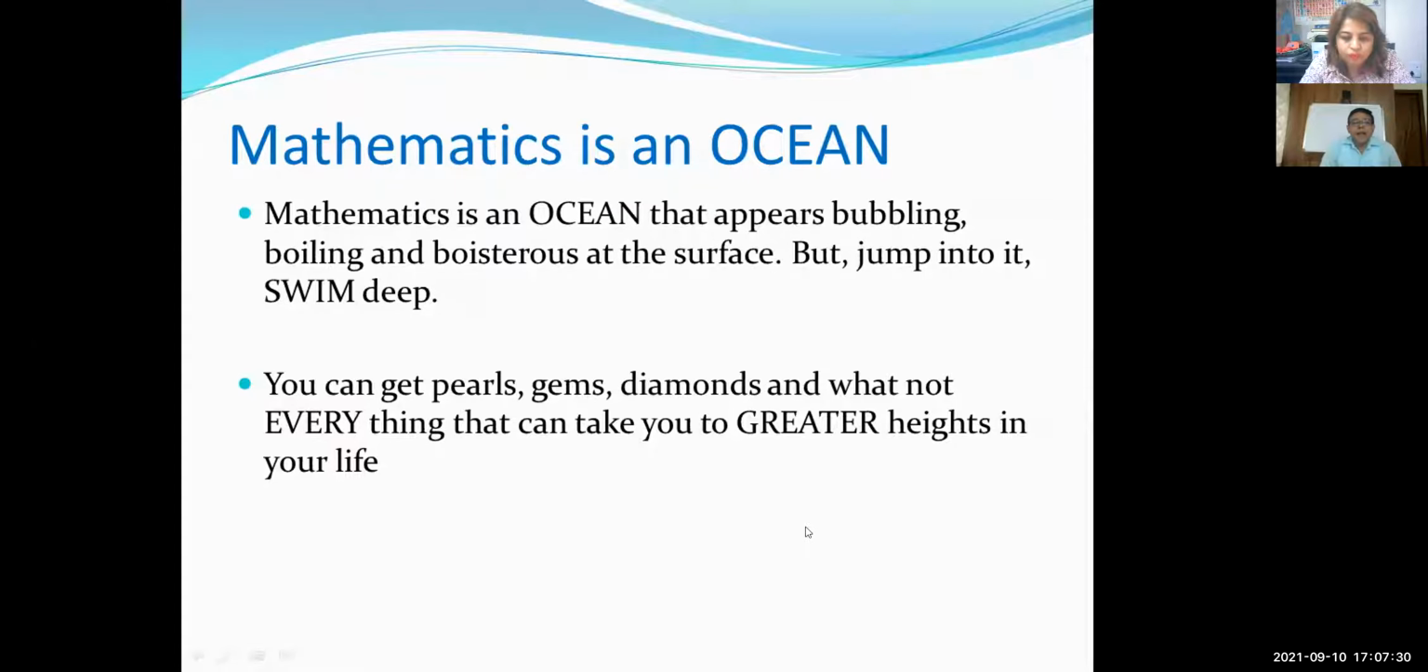Friends, when we enter the class, now and then, let us be quoting some sentences or some words about mathematics, about mathematicians. See, this is a quotation from Swami Ramatirtha, who was a very renowned mathematician. According to him, mathematics is an ocean. What a great comparison. This ocean appears bubbling, boiling, and boisterous at the surface.